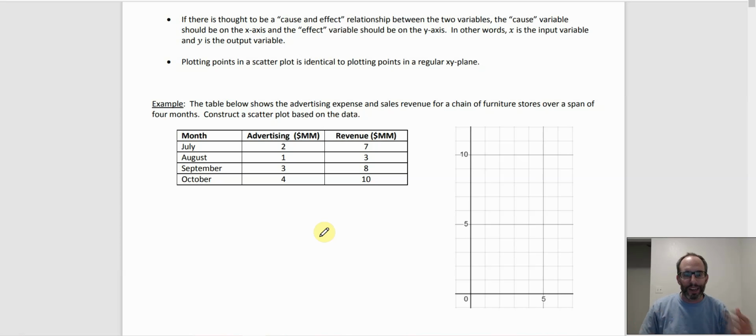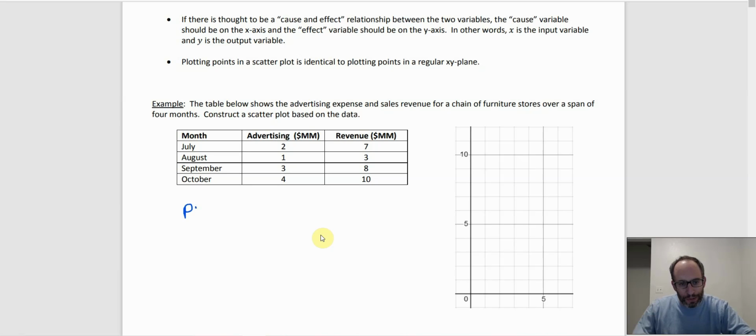If you spend more money on advertising, you're more aggressive on, you know, buying up airtime for commercials and things, then maybe you're going to see more revenue. So that's kind of the idea here with the chain of furniture stores. And if we were going to graph the scatter plot, which isn't a very big one, it's only going to have 4 points, because each month here basically is an individual where it's got two measurements. It's got an advertising measurement and then a revenue measurement. So we're going to have to plot some points.